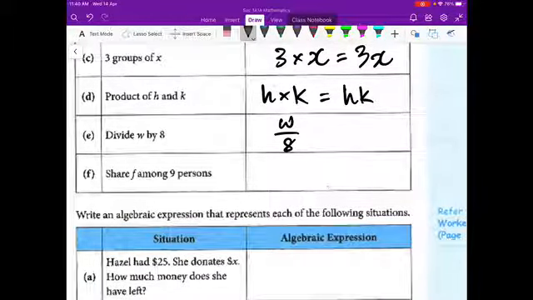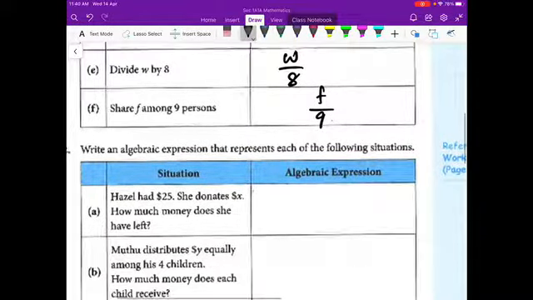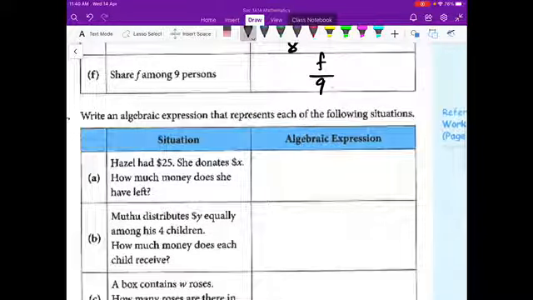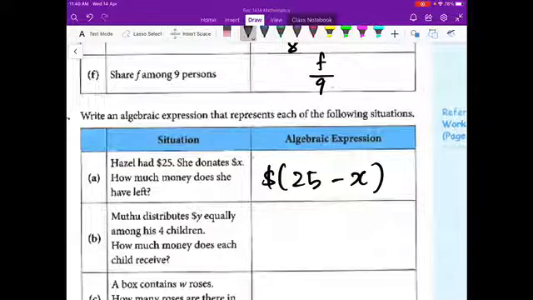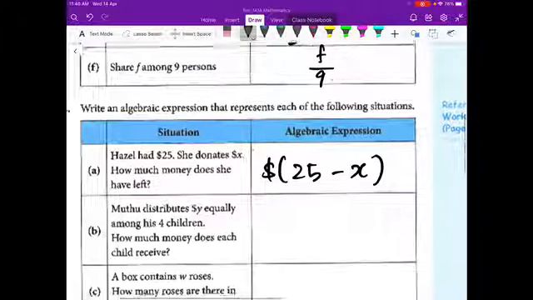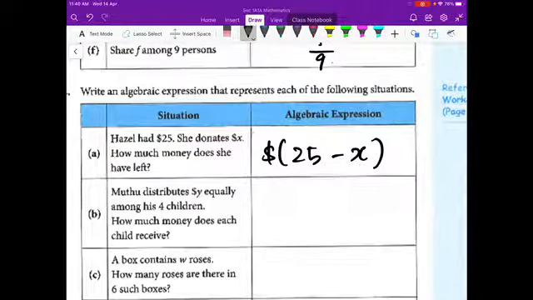Fari? Good. Okay, Wei Xin? Can try? 25 minus X. Okay, correct. 25 minus X with a dollar sign bracket. So that's the amount that is left. Originally got 25. Take away X, that's what's left. Next.